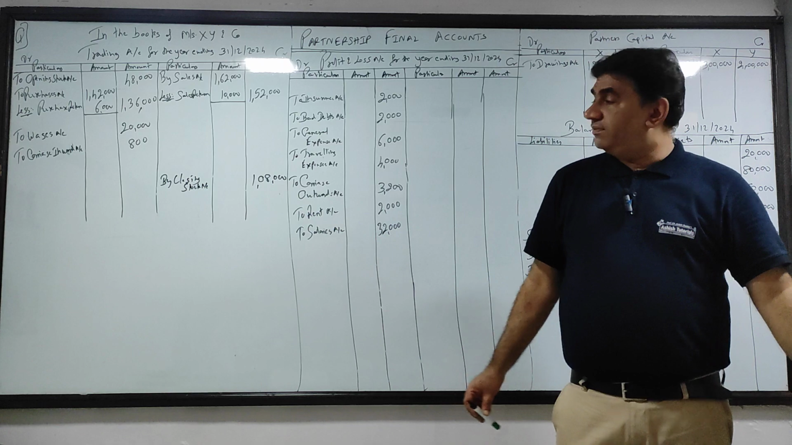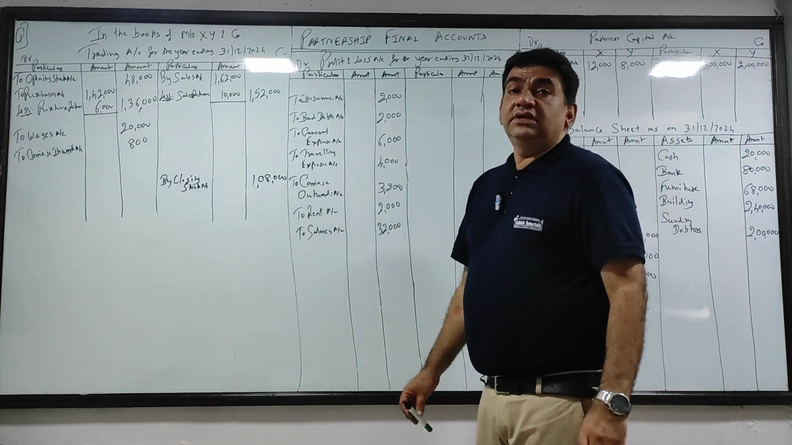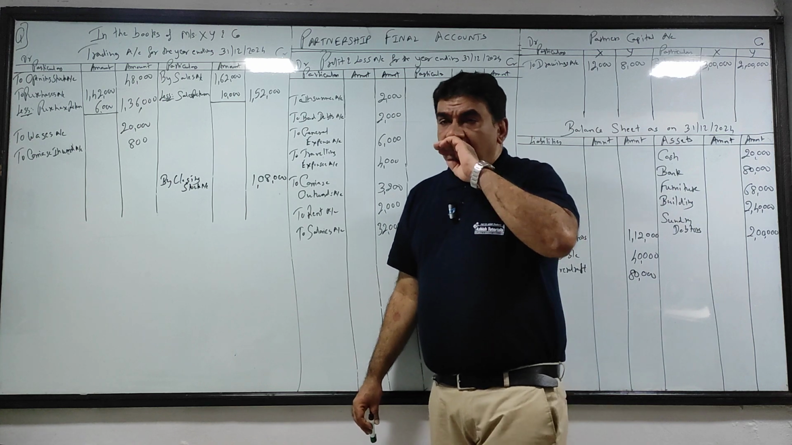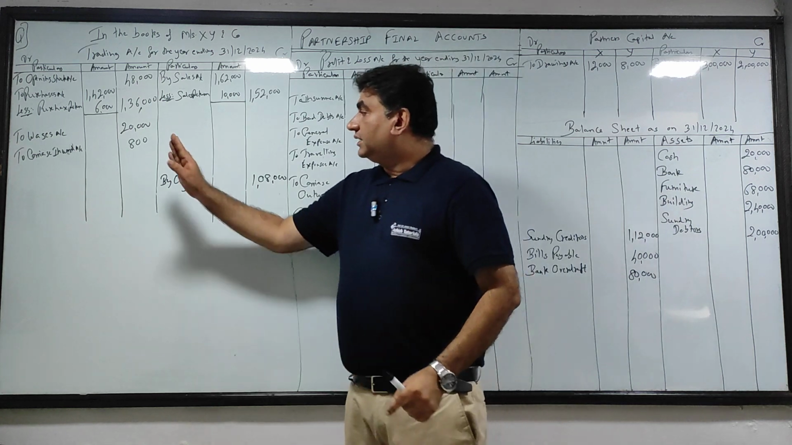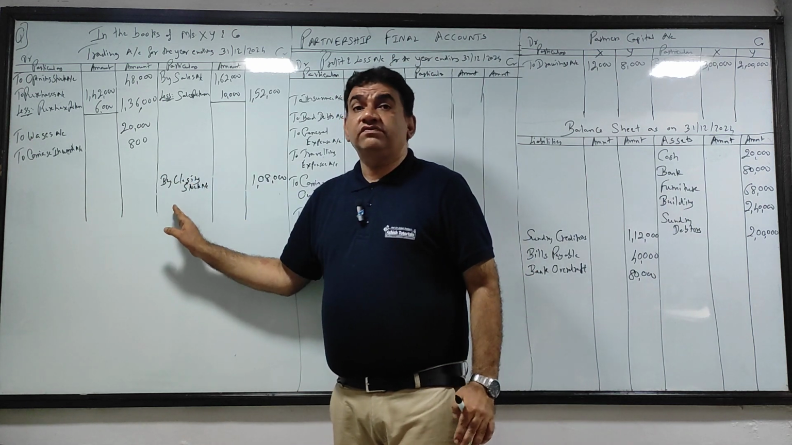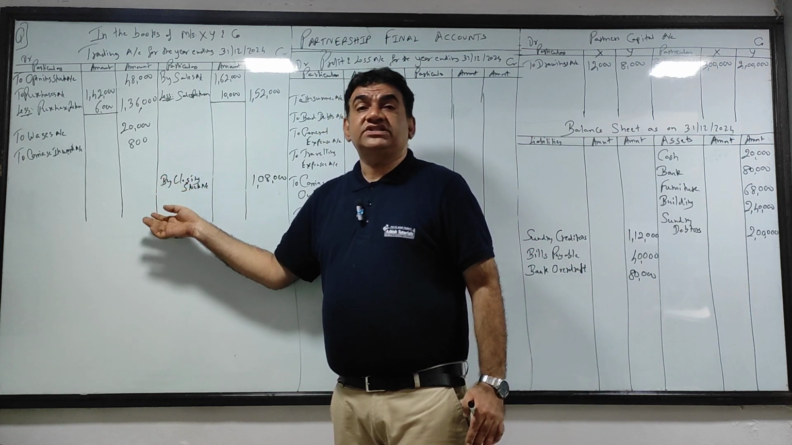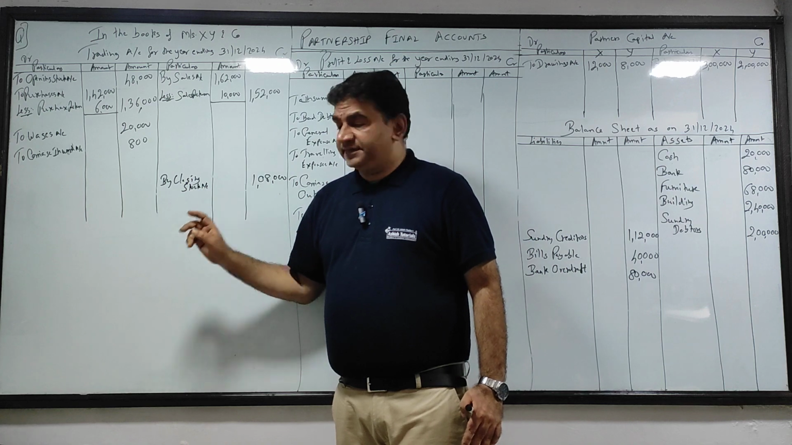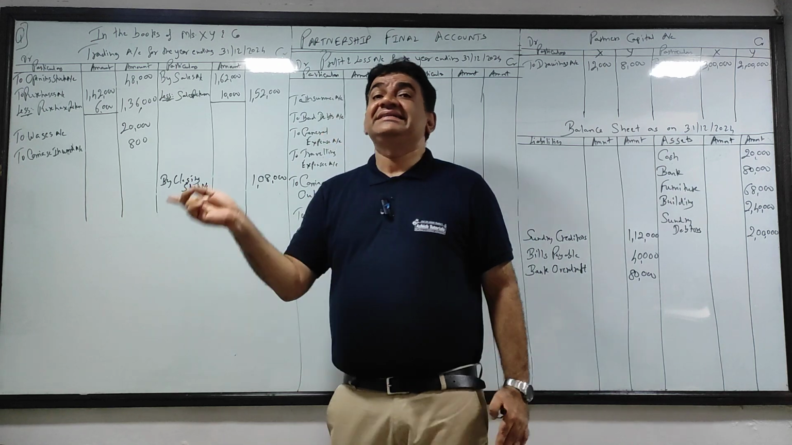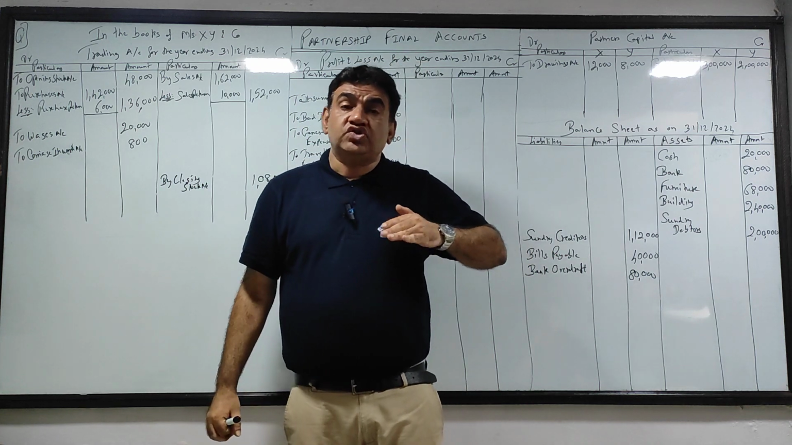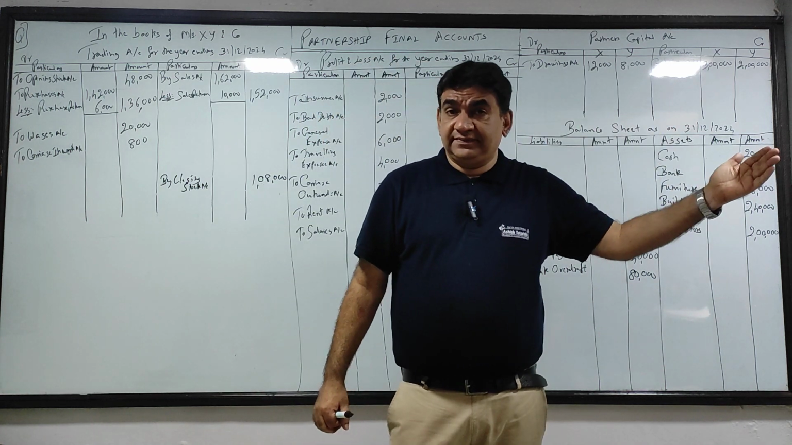By closing stock account, 1,08,000. Okay, logic. Current year ka unsold stock which I couldn't sell till the last day of the year now goes in the next year. I will sell it in the next year. One effect.